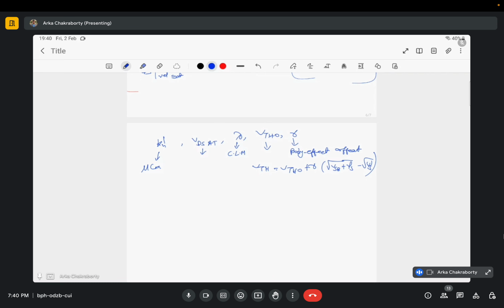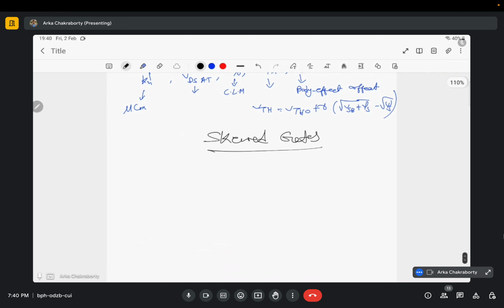I think you have also studied skewed gates, so let me quickly talk about skewed gates for a minute or two. Generally for an inverter, this is our inverter, right?